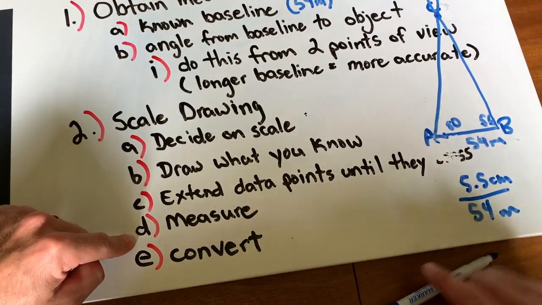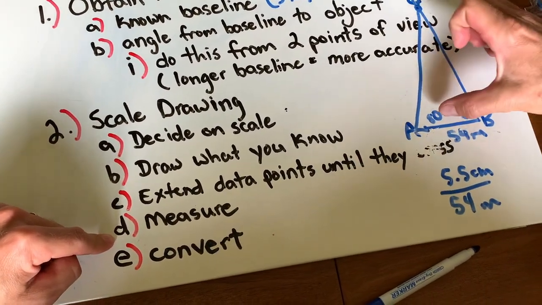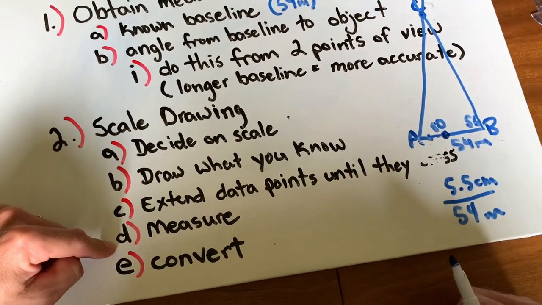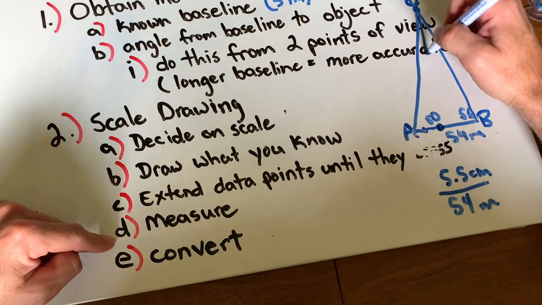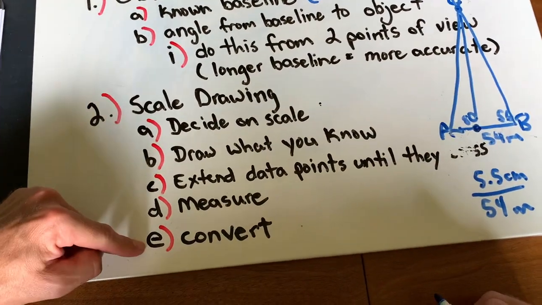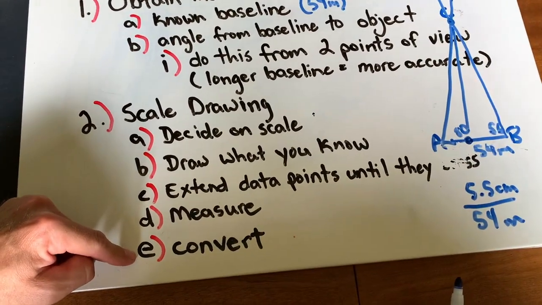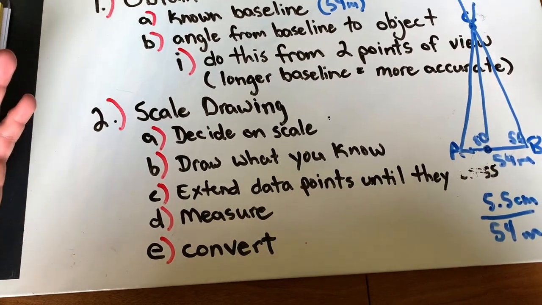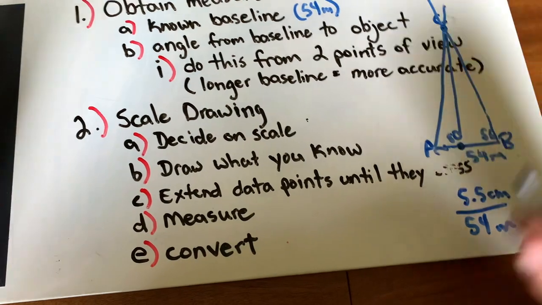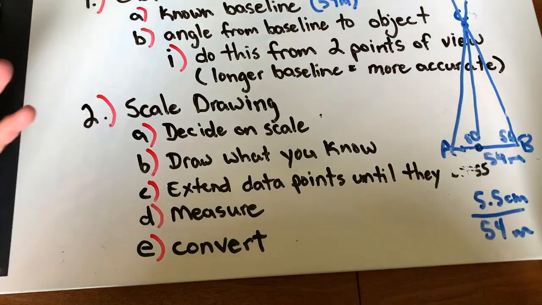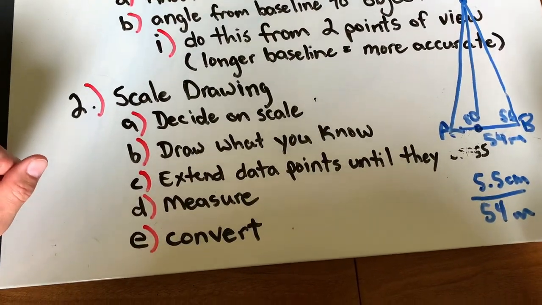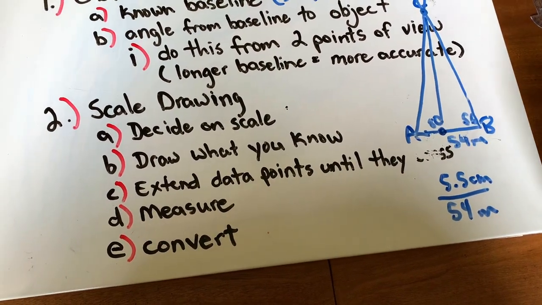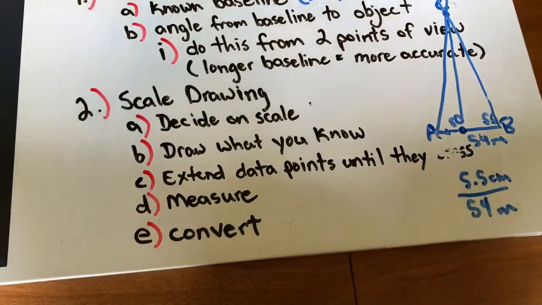So now I need to measure. I'm going to measure from point C down to the baseline. And then all I need to do is convert it using a scale similar to that one. After that, you've figured out your distance. You can calculate these lines as well, or you can just find out the distance if you want. But I think the more data, the better. Any questions?